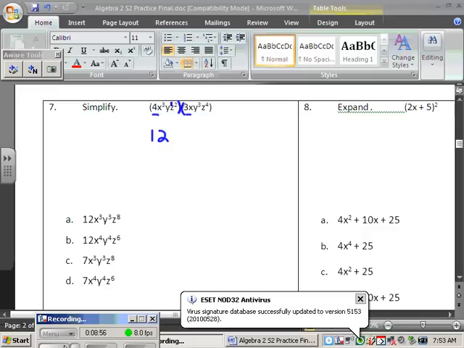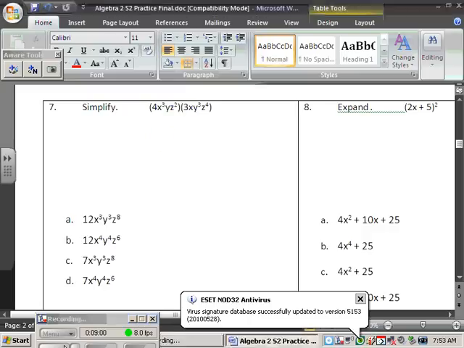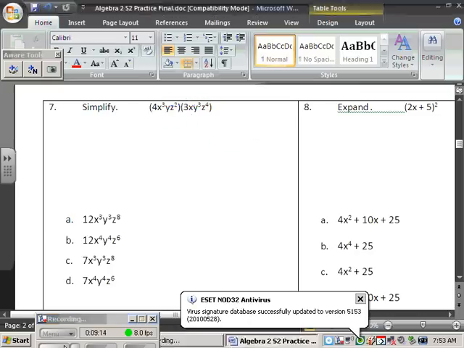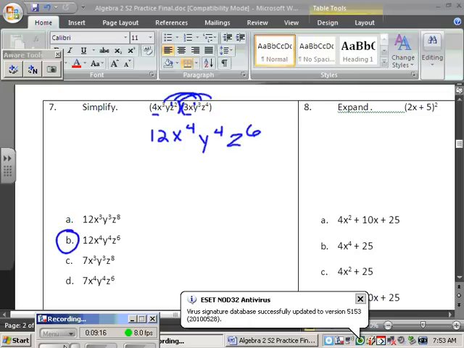Okay? So for the exponents of the x's, make sure that each variable has its own exponent. You want to add the exponents of the x's, so that would be x to the 4th, add the exponents of the y's, y to the 4th, and then add the exponents of the z's, which would be z to the 6th. So if you look down below, that would match answer B.